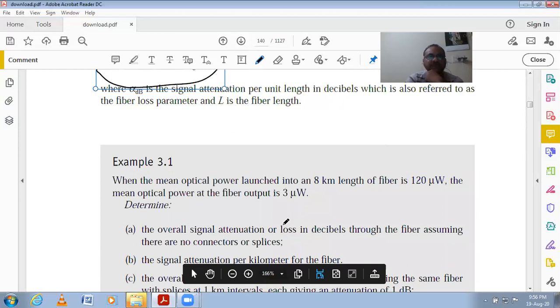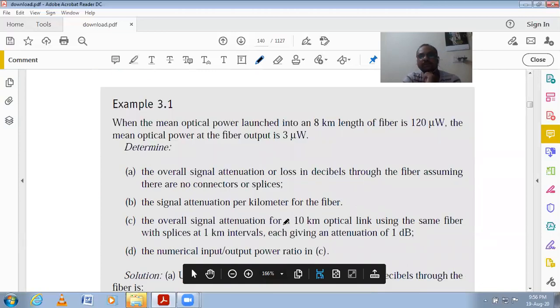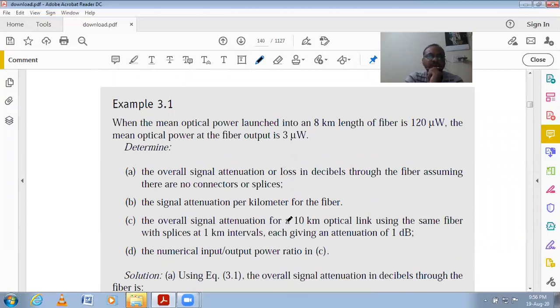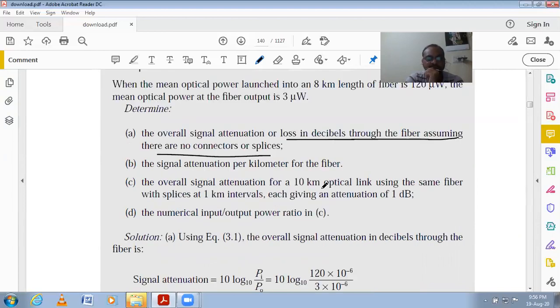Now take an example. The mean optical power launched into an 8 kilometer length of fiber is 120 microwatt, and the mean optical power at the fiber output is 3 microwatt. Determine the overall signal attenuation or loss in decibels through the fiber, assuming there is no connector or splice losses, the signal attenuation per kilometer for the fiber, and the overall signal attenuation for a 10 kilometer optical link. So this is a very important question.